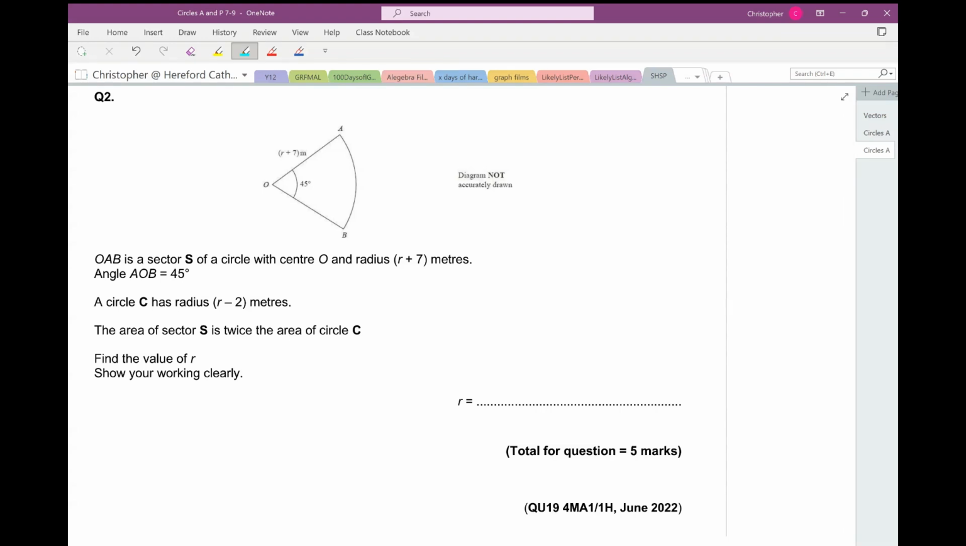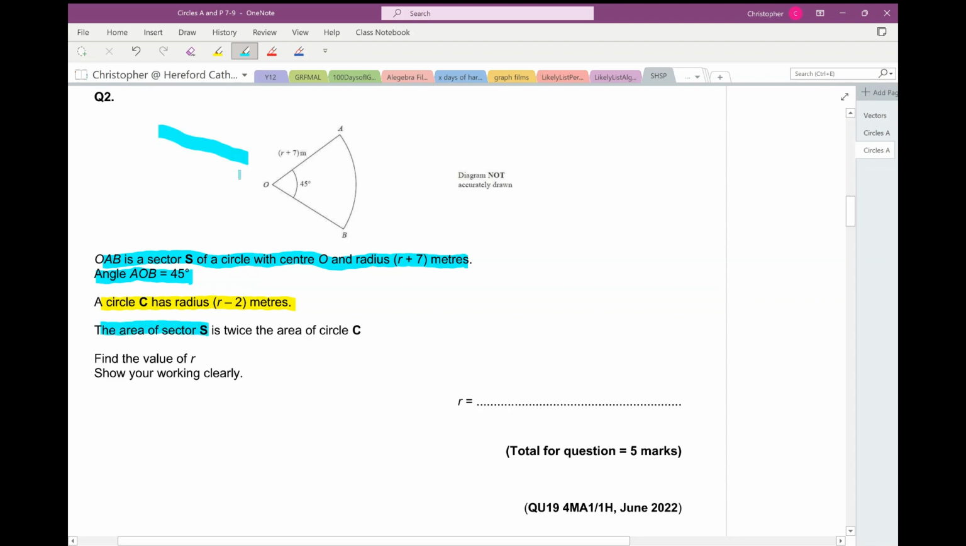Question 2. OAB, that's the diagram there, is a sector S of a circle with centre O and the radius marked on the diagram. I'm told the angle at the centre is 45 degrees, which is also marked on the diagram. Now I've got another circle. A circle C has a radius of r minus 2 meters. The area of the sector S, which is this one here, is twice the area of the circle C. Find the value of r.